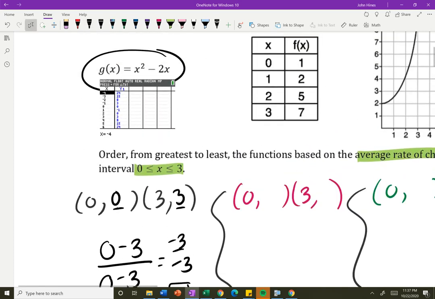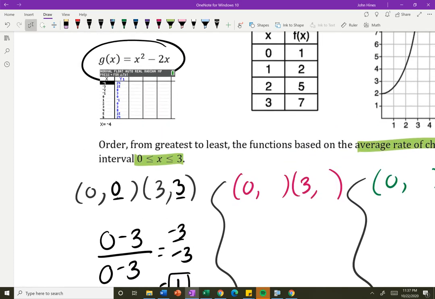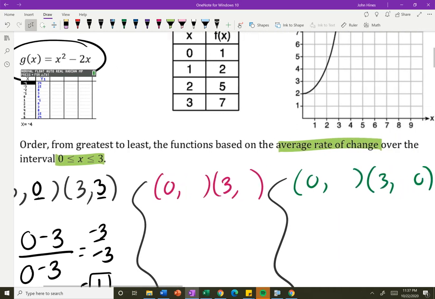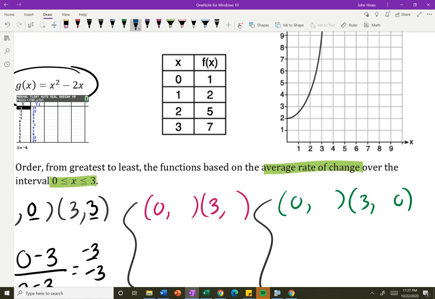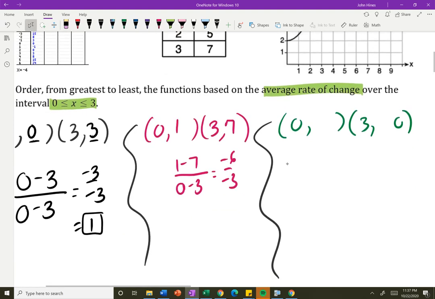So when we work with equations and I ask you for average rate of change, you have to plug in the points, but I recommend just using your calculator. For the one that's actually a table, it's not too bad. 0, 1, 3, 7. Subtract my y's over subtract my x's. So I get negative 6 over negative 3, which leaves me with an average rate of change of 2. Y minus y over x minus x.